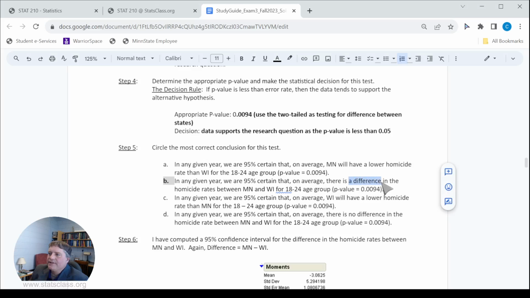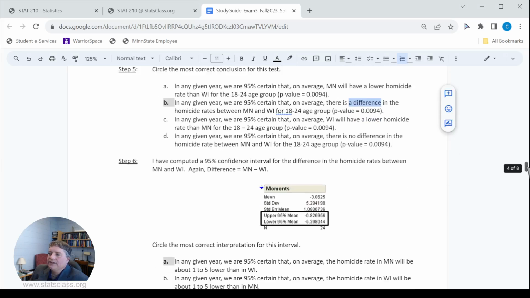This is testing a difference, so don't be lured into, can I say one is higher than the other one? You can do that with your confidence intervals, but you can't do that here. Remember, they give me a research question, I have to test their research question. I don't get to decide on a different research question. So definitely B is the answer there.